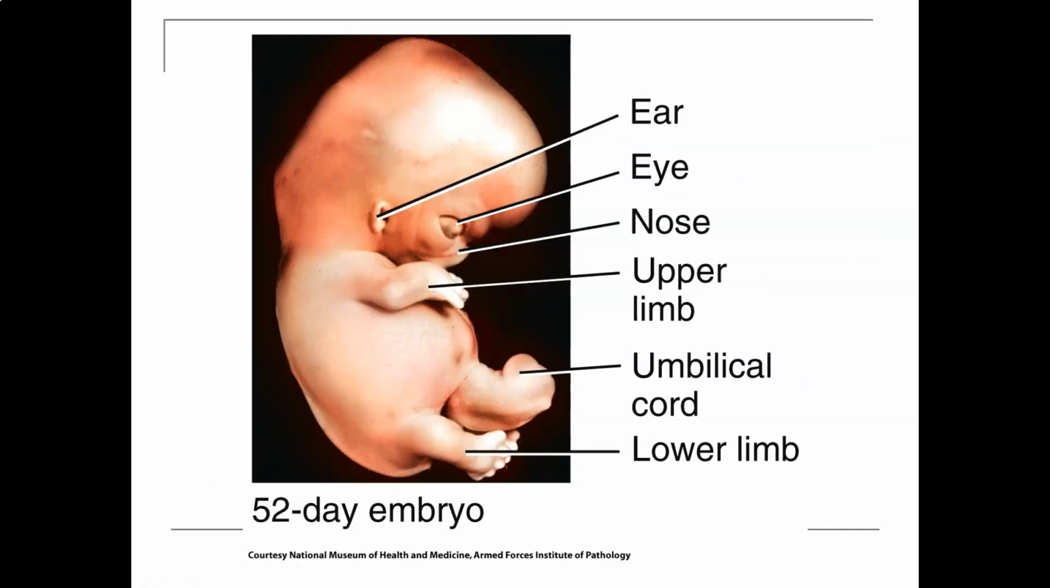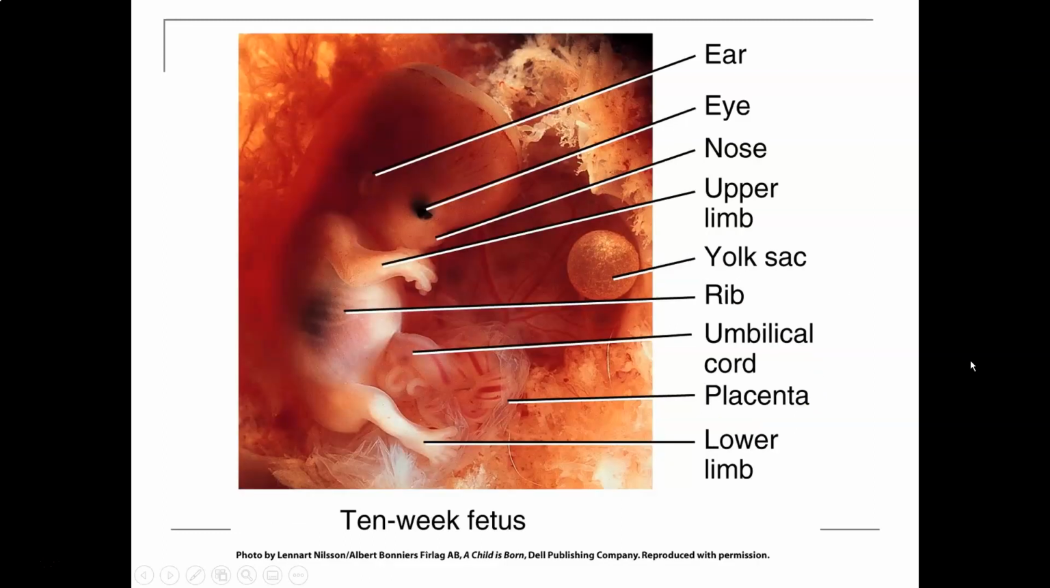And then here's a 52-day-old embryo, so it's starting to look more and more like a baby. You see the ear. Now you see where the nose is. You start to see fingers and toes. Here's the umbilical cord, which is quite chunky there. So the umbilical vein and arteries would be in there. Here's at 10 weeks. So notice there's the yolk sac. You see how small it is by 10 weeks. You can see the umbilical cord.